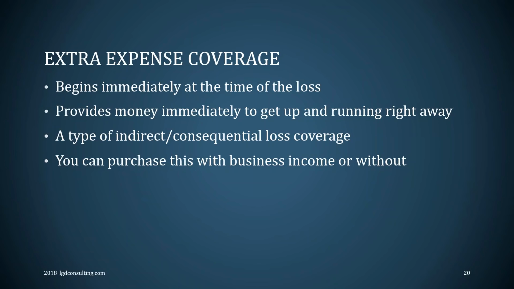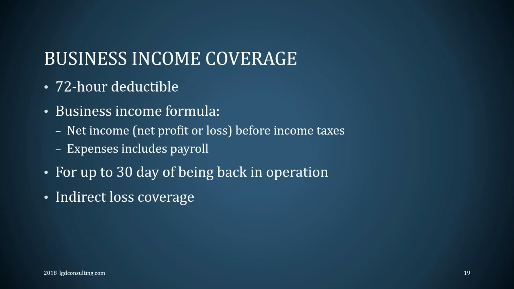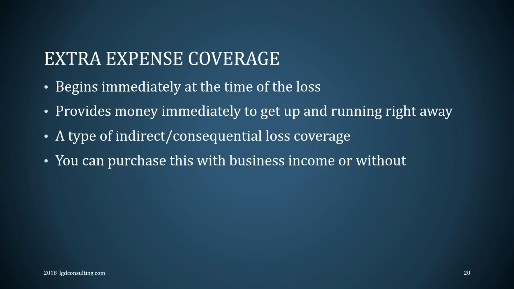All right? Now, if we can't get you up and running right away, well, then you can add the business income coverage. So just in case your business isn't, like I said, up and running right away, it may take longer, then you're losing income and you want the business income coverage. So you can buy business income by itself, you can buy extra expense coverage by itself, or you can buy them both together. Okay, it depends on the type of business that you have, to be honest with you. All right? But remember, these are both indirect or sometimes called consequential loss coverage. Right? That's the third bullet: indirect or consequential loss coverage.